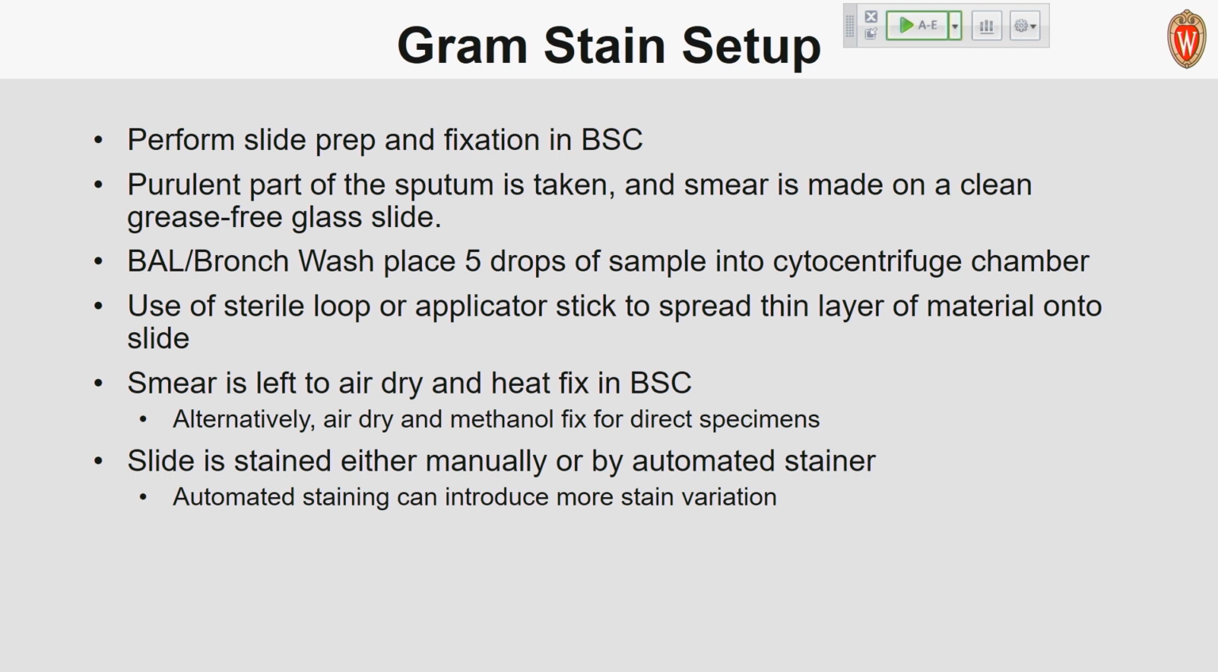With a BAL or bronch wash, you're utilizing 5 drops of sample, and you can place that directly into a cytocentrifuge chamber if you happen to utilize that. Ultimately, the smear is left to air dry and heat fix in the BSC, the biological safety cabinet. Alternatively, you can air dry and methanol fix for direct specimens instead of doing the heat fix. There are some statements that methanol fixing is a little better for the specimen, retaining some of the elements of that specimen, where you get a little degradation associated with heat fix.